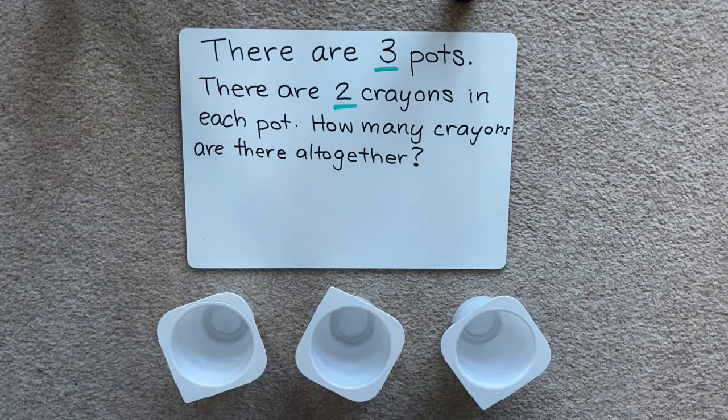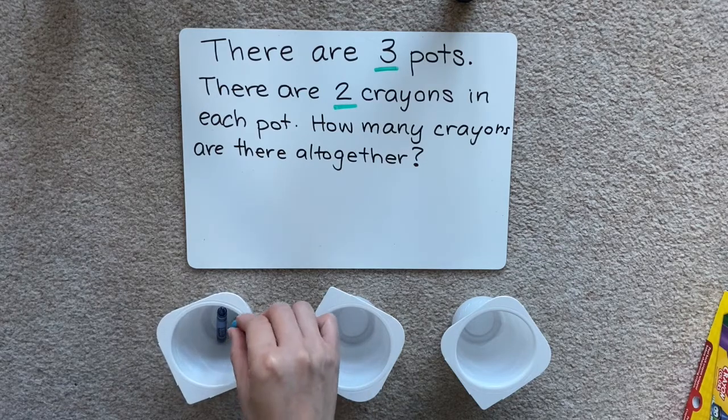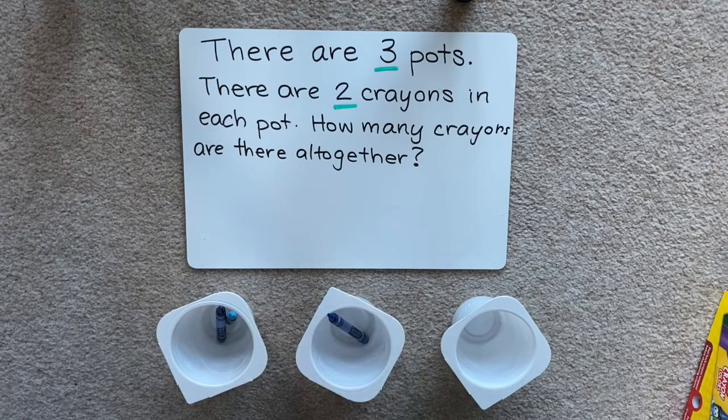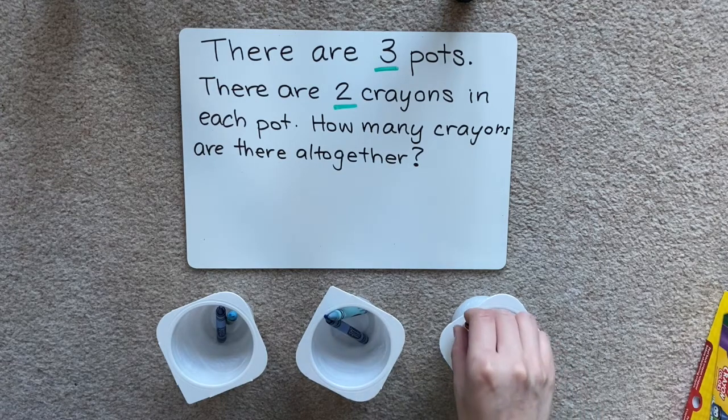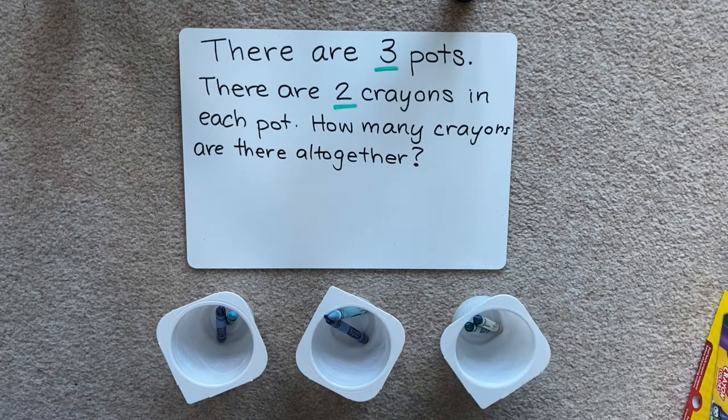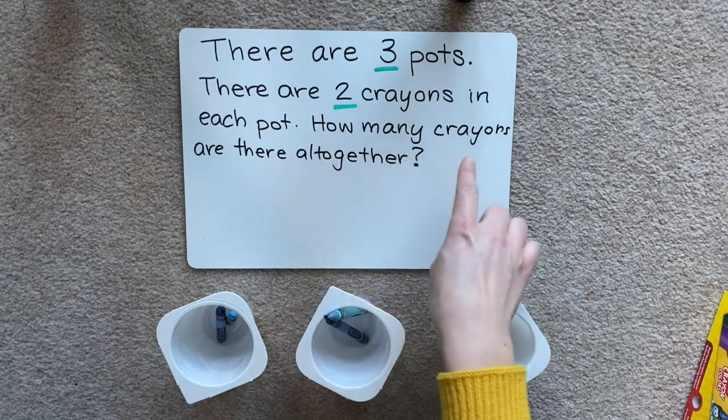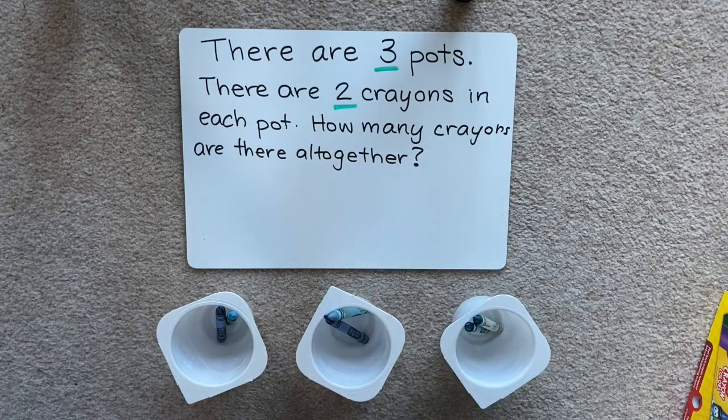So I'm going to get out some crayons. 2 in each pot. 1, 2, 1, 2, 1, 2. How many crayons are there all together? We know how to count in twos now. 2, 4, 6. There are 6 all together. How can we write that as a number sentence using our new symbol?